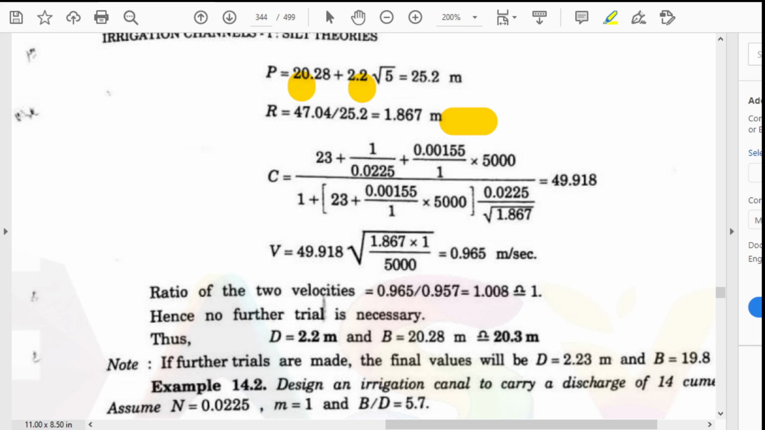Now we will end here. Up to this you have studied Kennedy's equation, Kennedy's theory, and the design steps for Kennedy's theory using the L section and also the Woods table or B by D ratio. And we have solved one numerical for the design of an irrigation channel by using the L section. So we will end here.